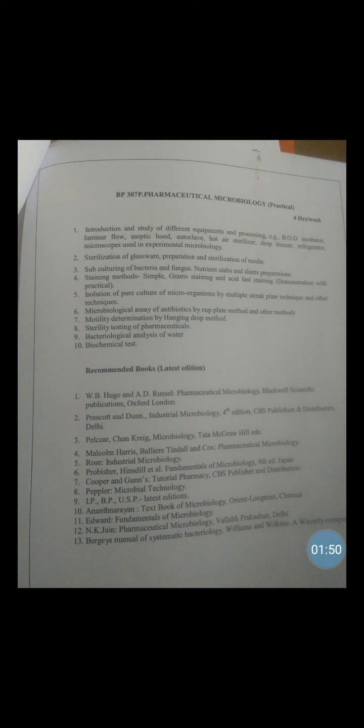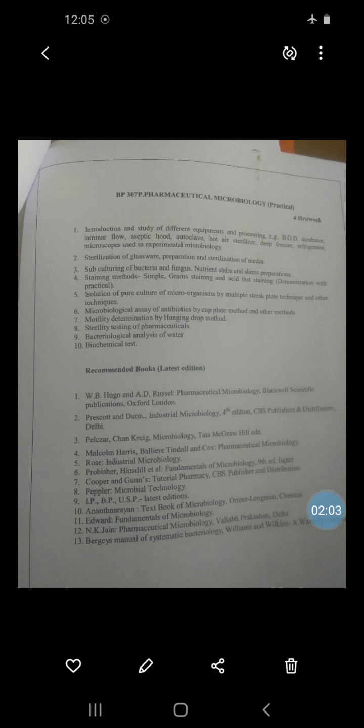A culture that contains only one kind of microorganism is called a pure culture. There are two different terminologies, pure culture and mixed culture. So what is pure culture? A culture that contains only one kind of microorganism is called a pure culture. And a culture which contains more than one kind of microorganism is known as a mixed culture.